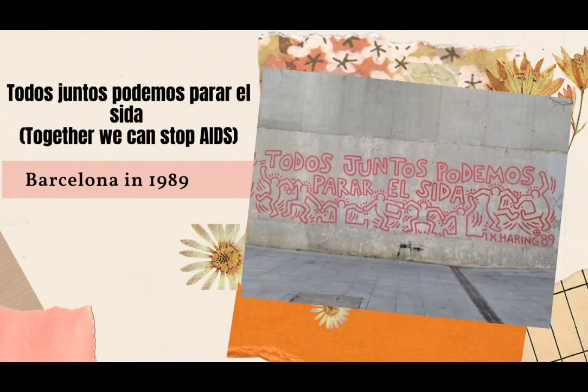An example is Keith Haring, known for using lines to provide the outline or contour of the figures he portrays in his work. Keith Haring first executed the public mural Todos Juntos Podemos Parar el SIDA, Together We Can Stop AIDS, in Barcelona in 1989. In that portrait, there is an ability to direct the eyes to follow movement or provide hints as to a work's focal point.